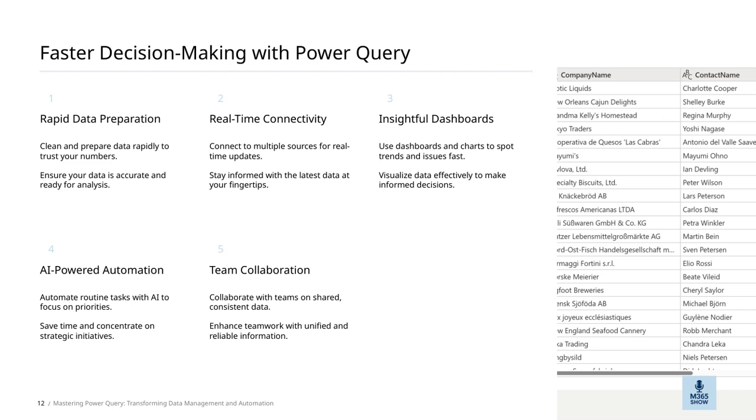Visualizations like dashboards and charts help you quickly spot trends and issues, making data much more accessible and actionable. Connecting to multiple sources ensures you have real-time updates, so you're always working with the latest information. And when it comes to preparing your data, Power Query allows you to clean and organize it rapidly, ensuring your numbers are accurate and trustworthy. All of these elements come together to accelerate your decision-making process, making your data work for you more efficiently.